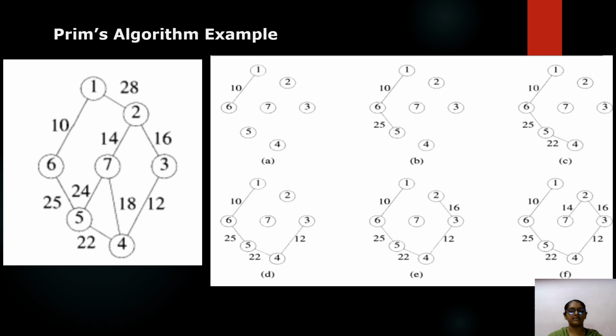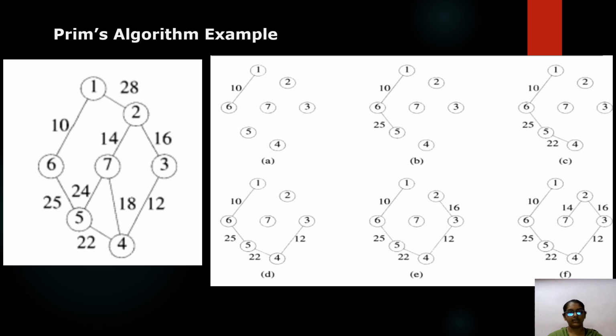But in Prim's algorithm, the structure will be formed as a tree. So the next edge will be from 6 to 5 or 1 to 2. Then 6 to 5 is less when compared to 1 to 2. So then we draw an edge between 6 and 5.